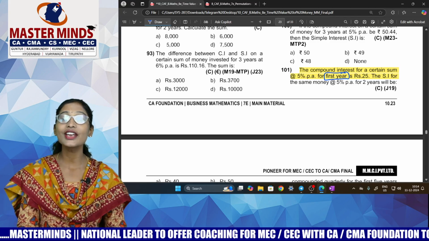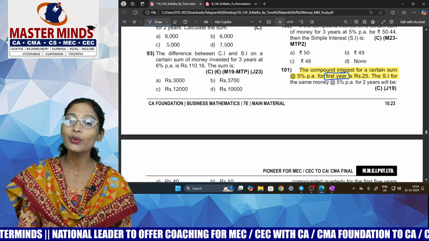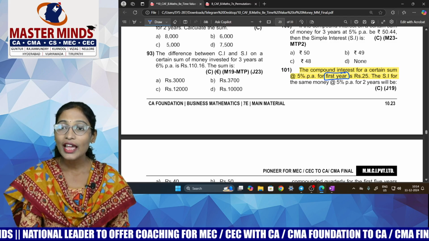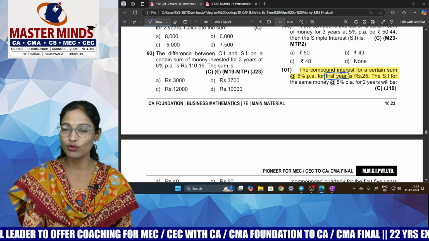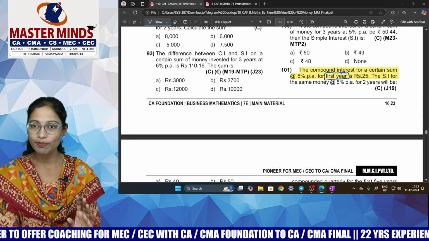అంటే ఫస్ట్ ఇయర్కి కాంపౌండ్ ఇంట్రెస్ట్ ఎంత అంటే 25 రూపీస్. Then calculate the simple interest for the same sum of money at 5% per annum for 2 years. So, నేను రెగ్యులర్ ప్రాసెస్ చెప్తాను, ఫస్ట్ వినండి.